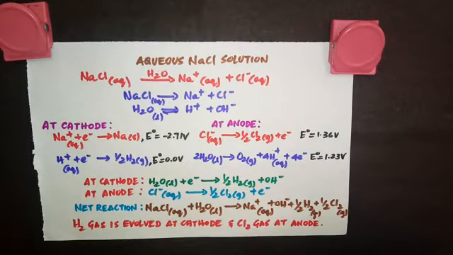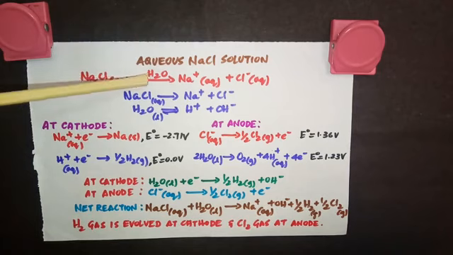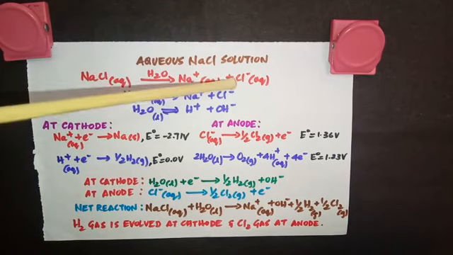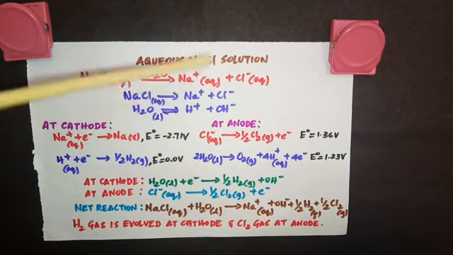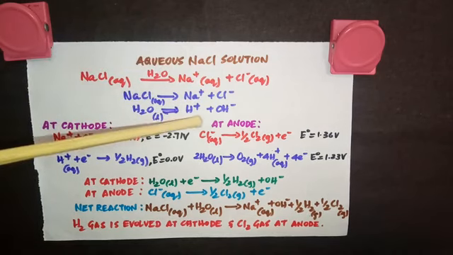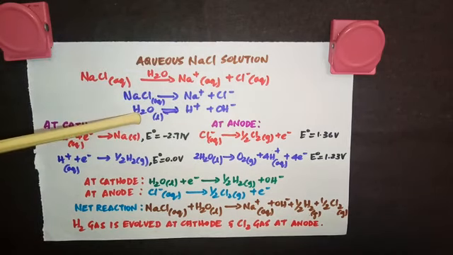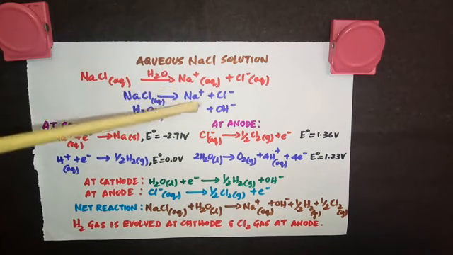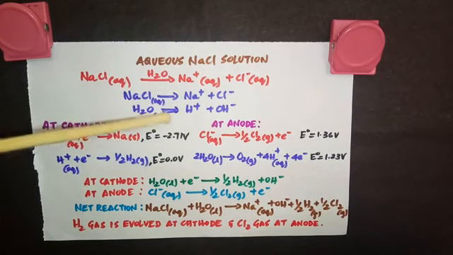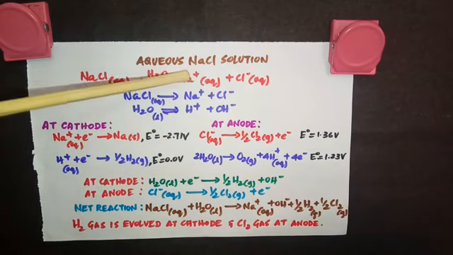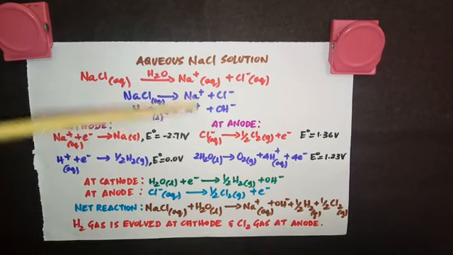Now let's take aqueous NaCl solution, which means you're taking NaCl, dissolving it in water, and you have Na+ ions and Cl- ions. Along with Na+ and Cl- ions, we have H+ and OH- ions from water. See, NaCl dissociated to Na+ and Cl-, and water dissociated into H+ and OH-. Now, at the cathode, both Na+ and H+ will be present. So there are two possible reactions.